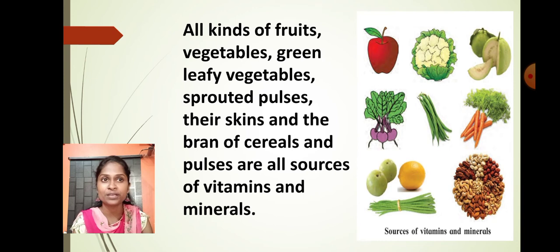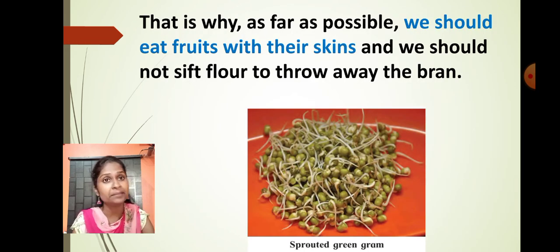So as you can see here, students, all kinds of fruits, vegetables, green leafy vegetables, sprouted pulses, and the skin and the bran of the cereals and the pulses, they all are sources of vitamins and minerals. So students, that's why most of the time I have noticed that most students consume fruit by removing the skin of the fruit. But always remember that most fruit we have to eat raw. You don't have to remove the skin of the fruits, because even the skin of the fruit contains a lot of vitamins and minerals. And that's why always remember that as far as possible we should eat fruits with their skin, and we should not sift flour to throw away the bran.